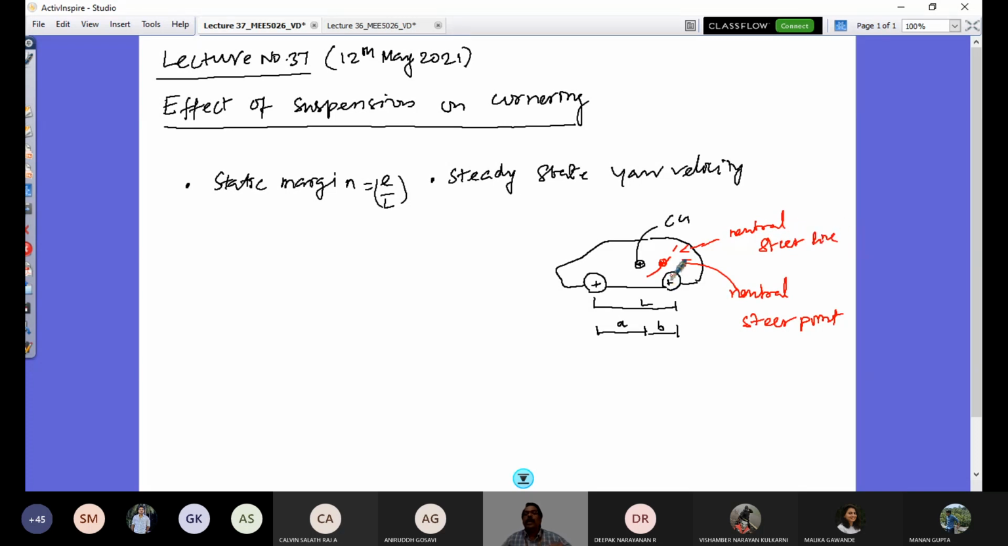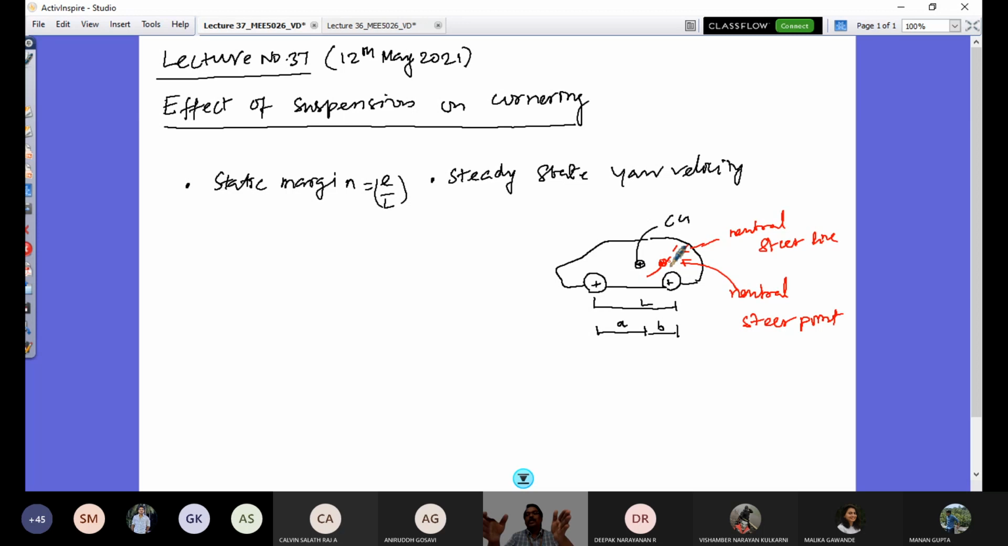So in a neutral steer line, you'll have a point called a neutral steer point. If the side force resultant acts at this point, it will not produce any steady state yaw motion. There is no orientation change that would happen. So that is the point. You understand that, right?